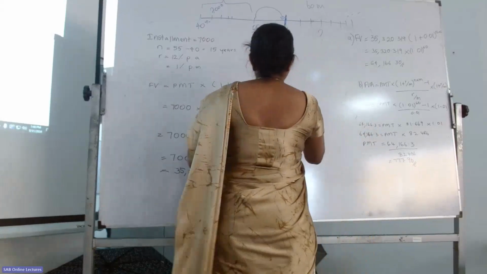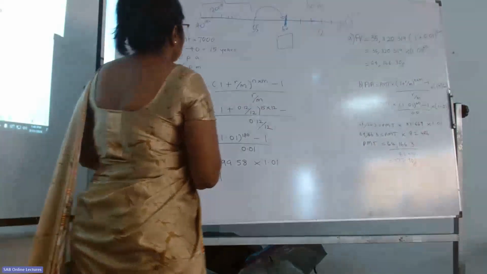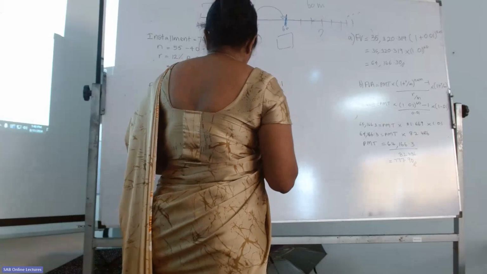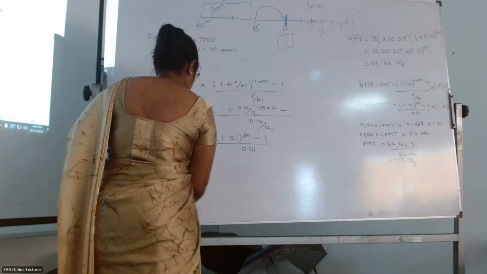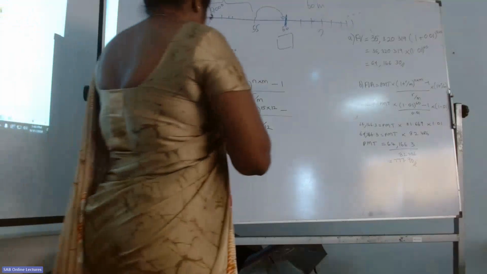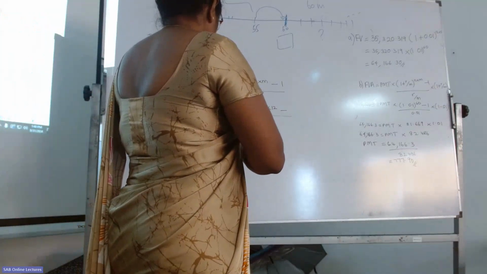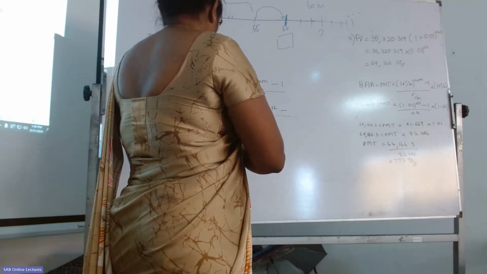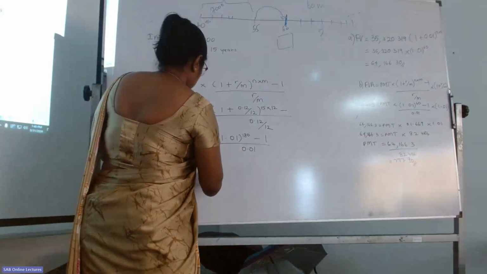The method answer is, make it 1.01 to the power 180. Future value: 1 plus r to the power n minus 1, divided by r. So 1.01 to the power 180 minus 1, divided by 0.01, into 7,000. So you will collect 3.497.